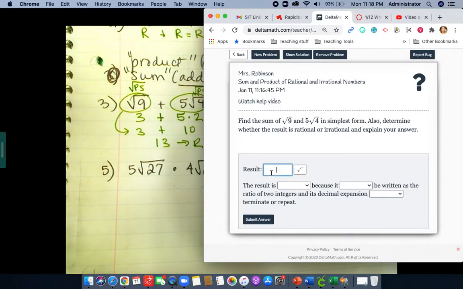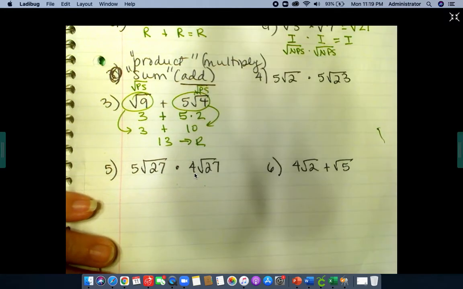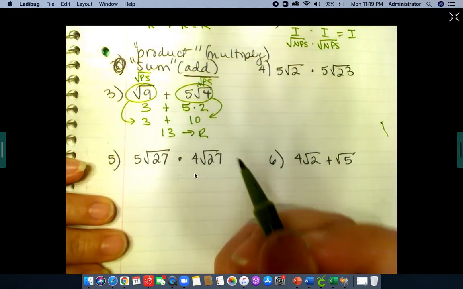So I'm going to go in here and type in that our result is 13, which we know to be a rational number. And remember, rational numbers can be written as the ratio of two integers, and it does repeat or terminate. So if you look at a whole number and say, what do you mean it repeats or terminates?